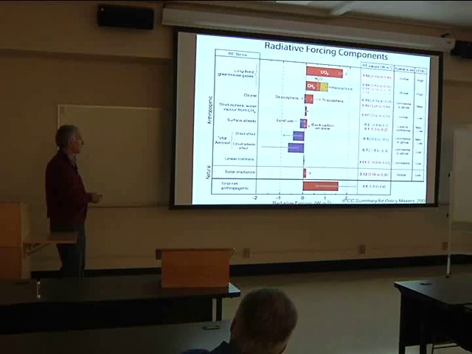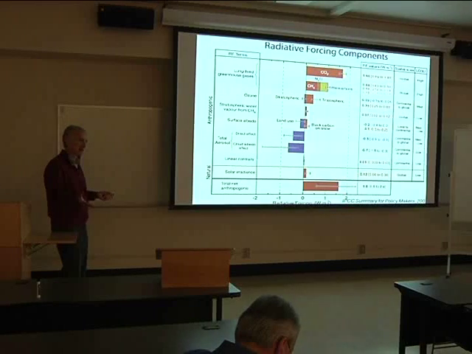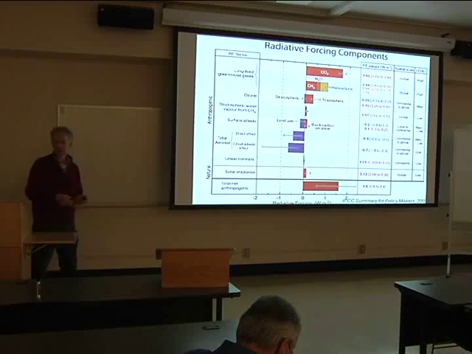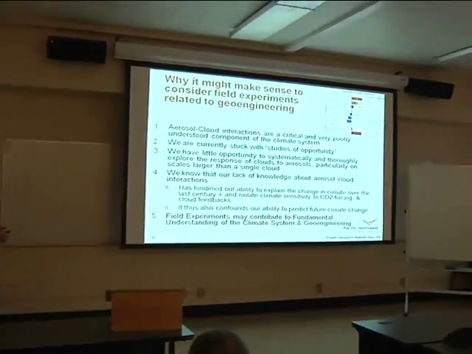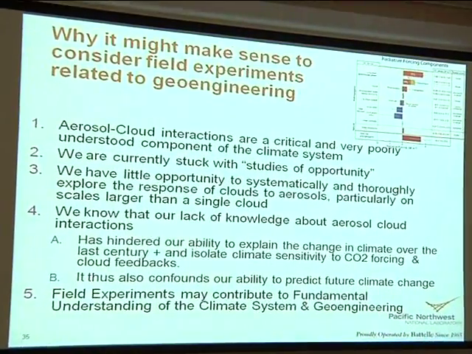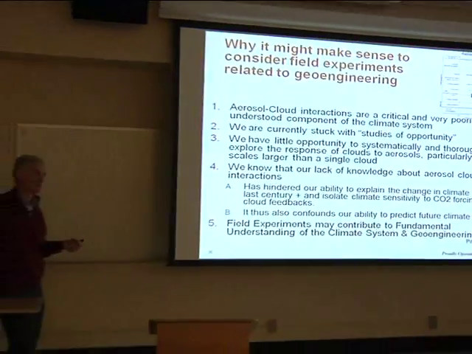So it ends up aerosols influence the planet in a couple of ways. The aerosols themselves scatter sunlight back to space, and that's called the direct effect. And they change the clouds. And then the clouds scatter sunlight back to space, and that's this cloud albedo effect. So we're less certain about how aerosols and clouds interact than we are about almost anything else on this chart. It ends up aerosol-cloud interactions are both critical and poorly understood. And at the moment, the only thing that we can do is to look at what's going on in the planet right now and then try to simulate what we see.